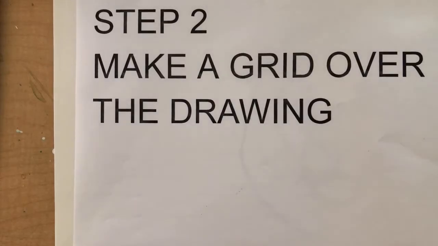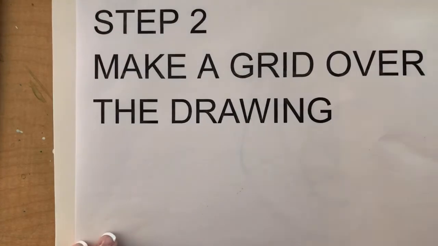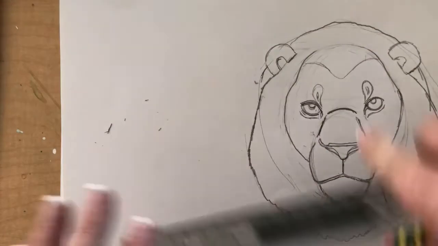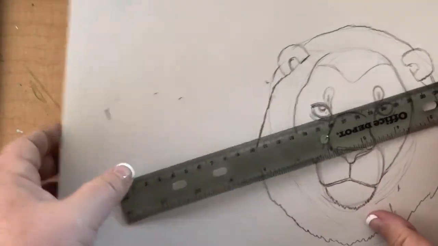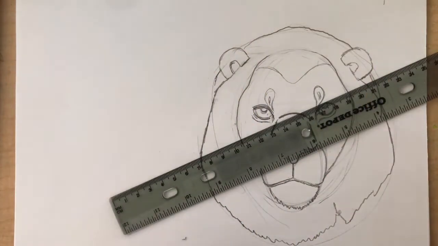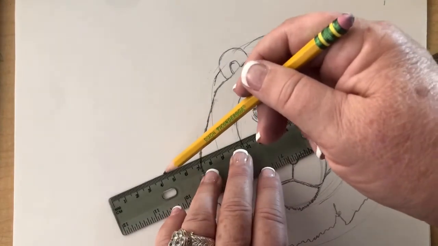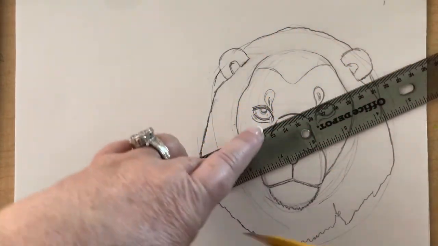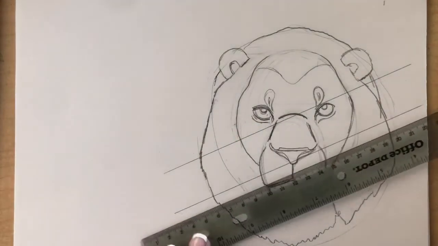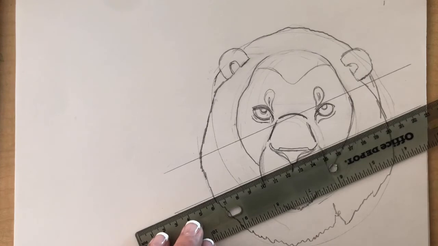So step 2, you're going to make a grid over your drawing. This is how I want you to do it. I want you to take your ruler and lay it diagonally over your piece, and I want you to use both sides of your ruler. We're not going to measure. We're going to let the width of our ruler make our puzzle pieces.